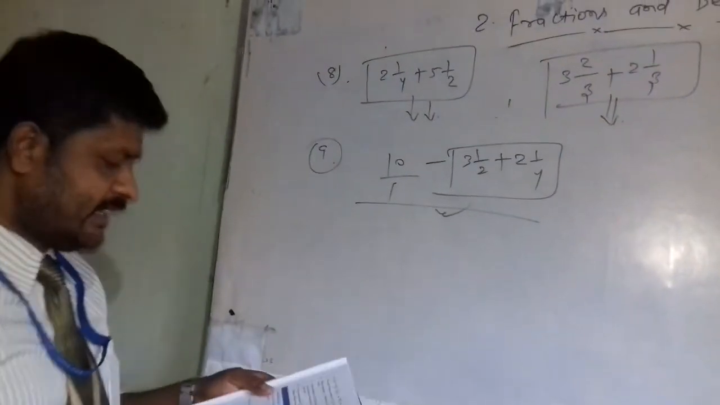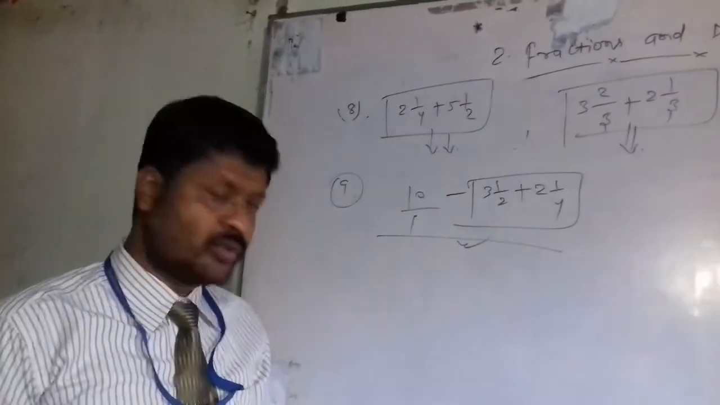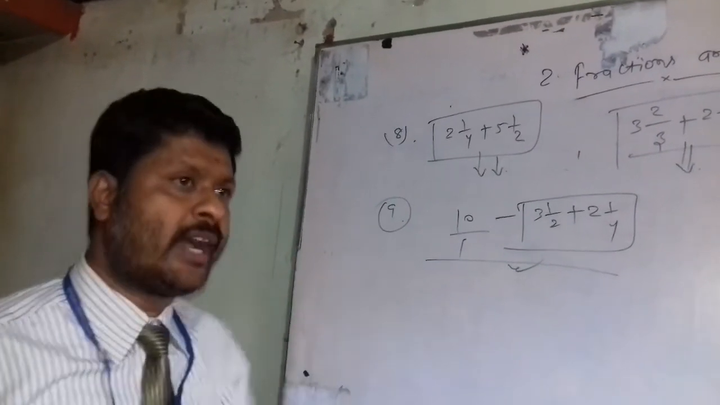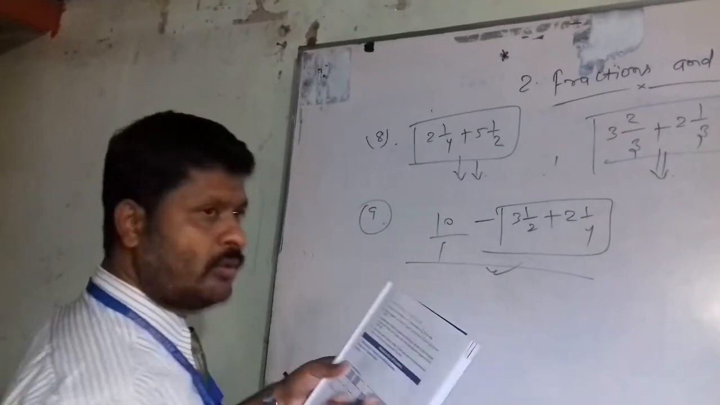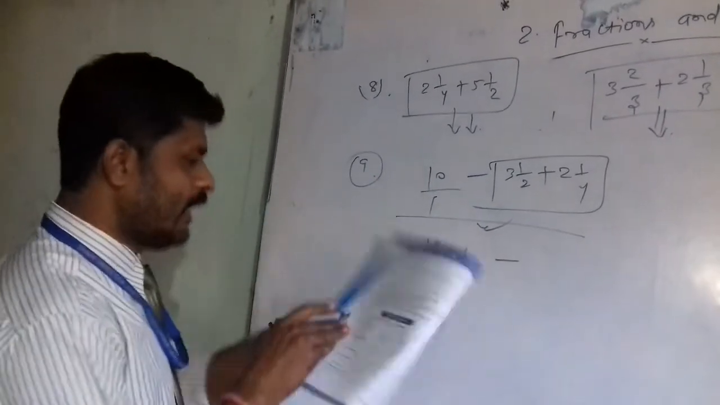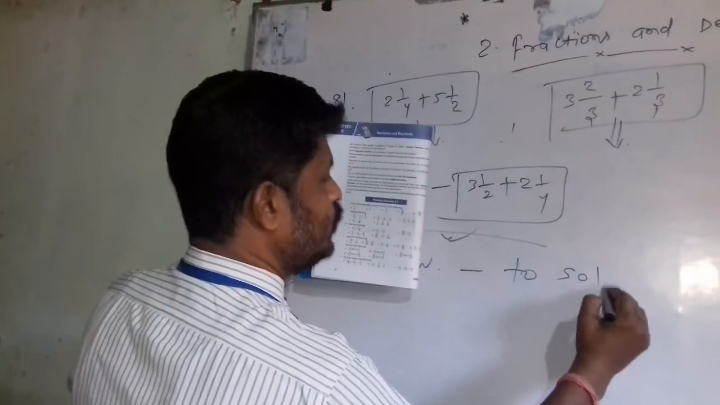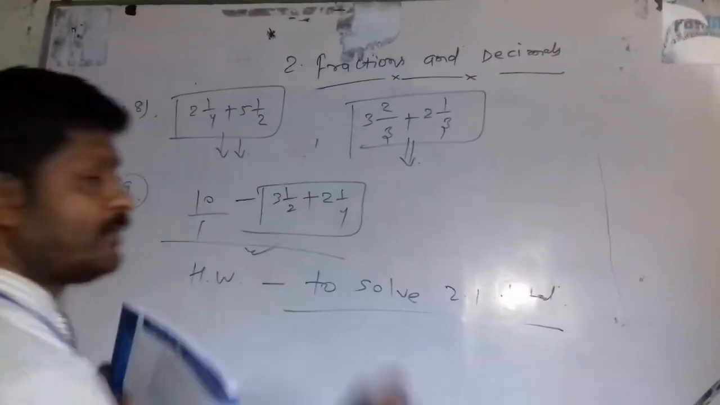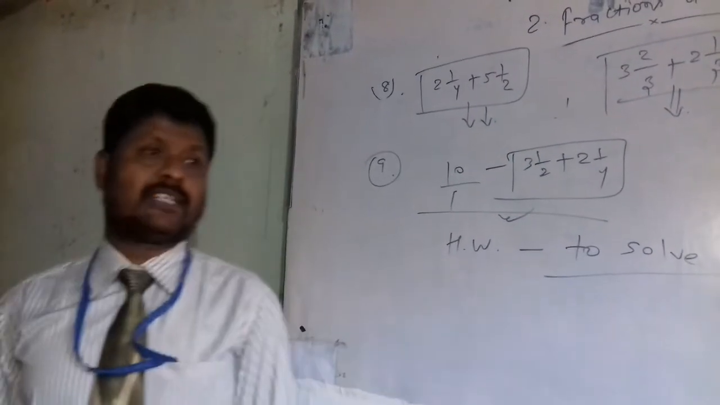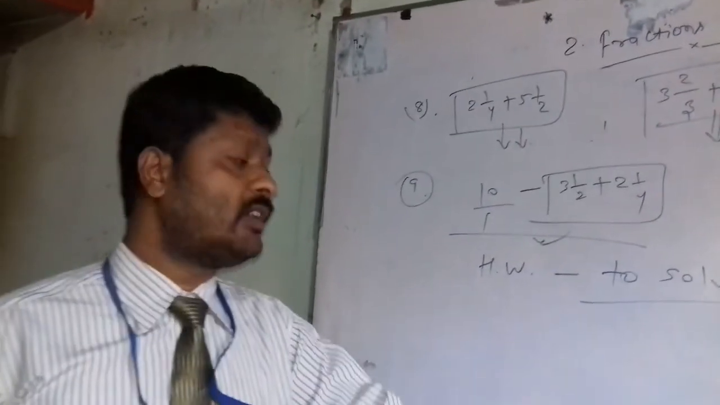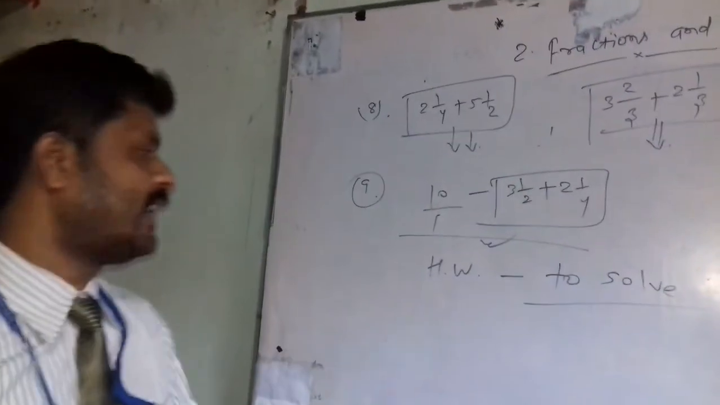Okay, and the last one is question number 10. This is also a subjective question. You have to solve all of these. So your homework is to solve these. That means you have HW copies. I have already told you that you have to buy 2 copies, one for HW and the other for CW. And then you have to solve all these questions in HW. Okay.